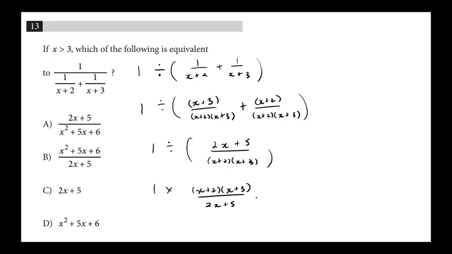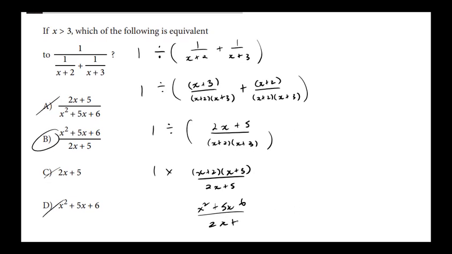Okay, so it's not this one, it's not this one, it's not this one, must be this one. If you expand the top here, you get x times x is x squared, x times 3 is 3x, plus 2x is 5x, 2 times 3 is 6, over 2x plus 5. So that's it.